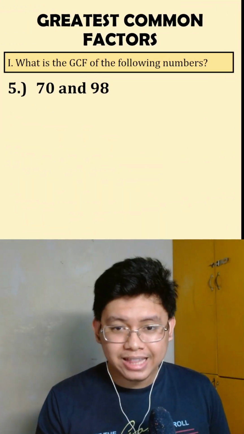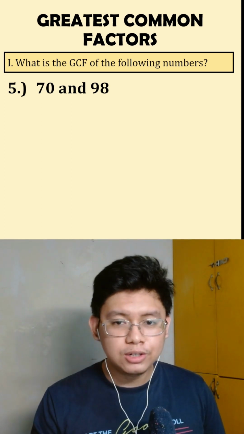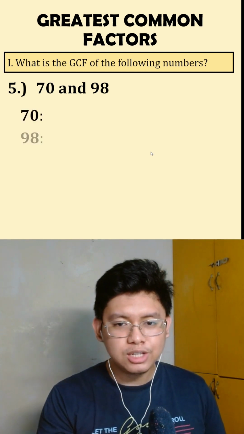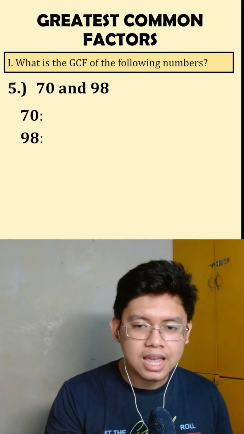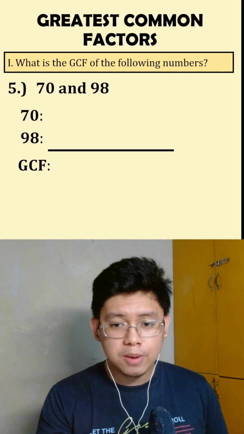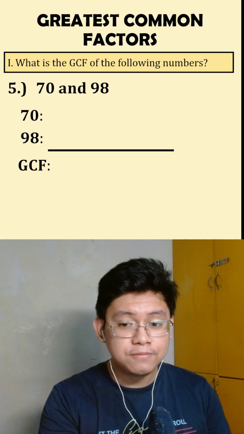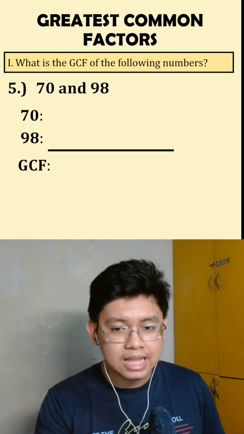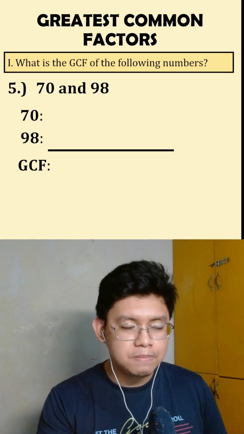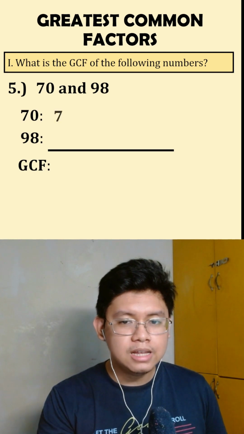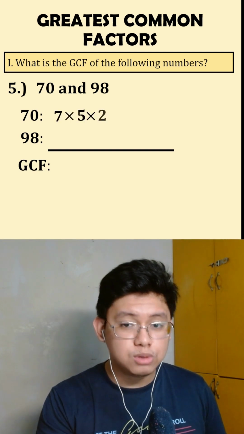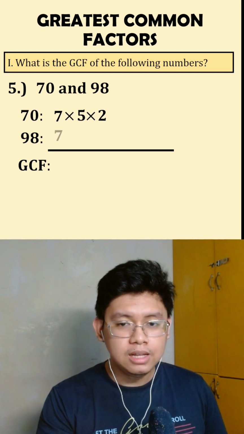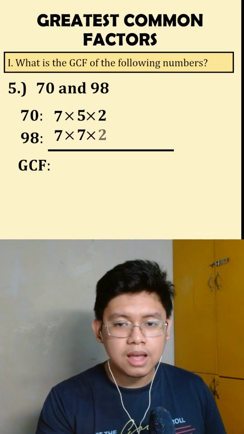Okay, let's have this item. Let's find the greatest common factor of 70 and 98. So, ang first step natin is kunin natin si 70 and 98 and let's get their greatest common factor by getting their prime factors. So, kunin natin yung prime factors ni 70 at ni 98. So, start tayo kay 70. Meron siyang prime factors na 7 times 5 times 2. Si 98 naman, meron siyang prime factors na 7 times 7 times 2.